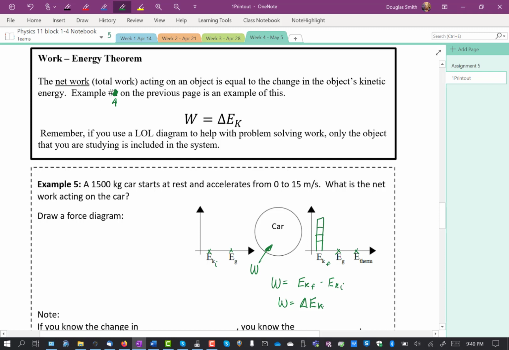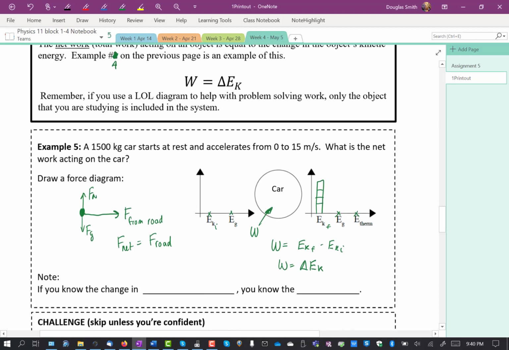We could do the force diagram on this as well. So the force diagram is pretty basic. The road is pushing the car forward, so this is from road. And there's a normal force up, gravity down. And we can see that F net equals F from road. Aha, so this time we do have a net force.